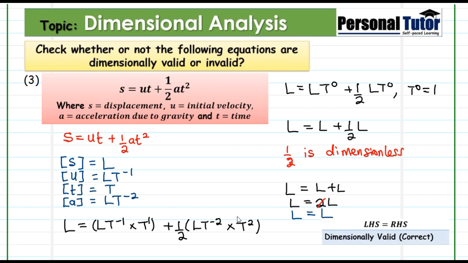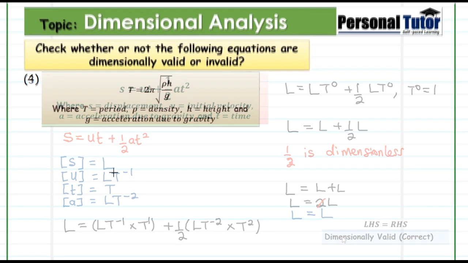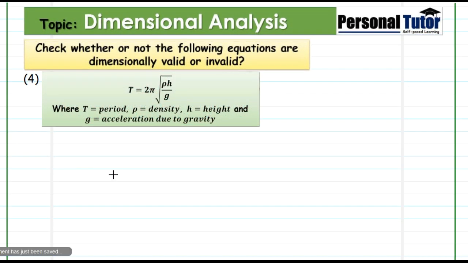By quick inspection, you could easily tell that the dimension or the quantity on the left hand side is equal to the quantity on the right hand side. And so you can say on authority that the equation is dimensionally valid. Thank you. Question number 4.